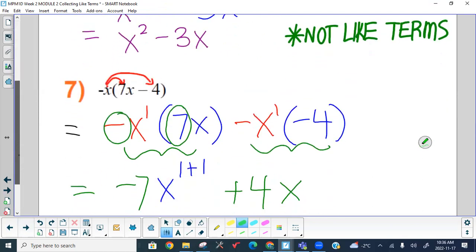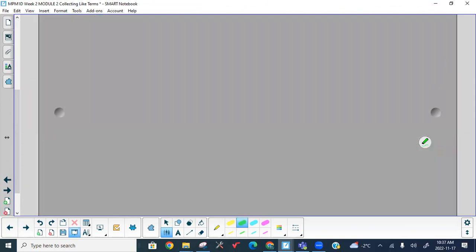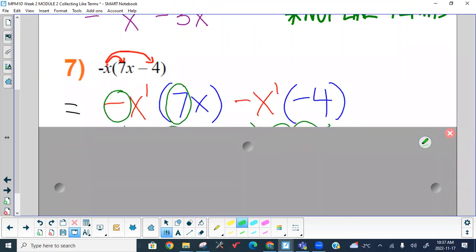Let's do this question with negative x. So, negative x times 7x minus 4. That gives me negative x to the power of 1 times 7x, negative x to the power of 1 times negative 4. Now that negative x is the same thing as negative 1 times x to the power of 1, like that. There's an imaginary negative 1 there.